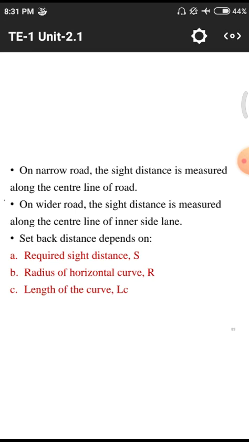For narrow roads, we have a side distance measured along the center line. That means we need to locate the center point of the particular road, and by using this center point we map the side distances. But in the case of wider roads, wide meaning a huge amount of space, in those cases we don't have to measure the side distance with respect to the inner or outer sides.